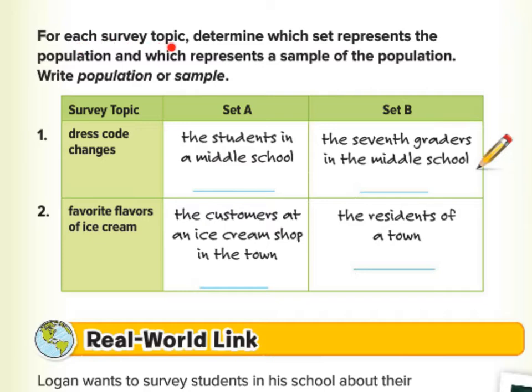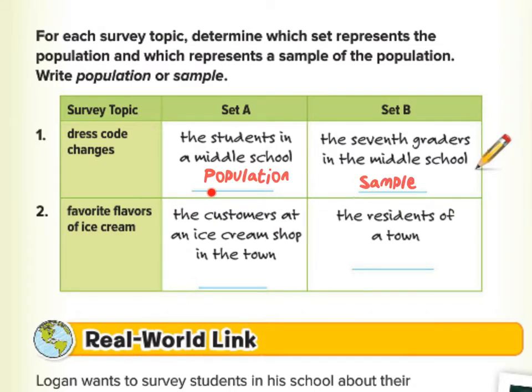For each survey topic, determine which set represents the population and which represents a sample of the population. Write population or sample. Okay, so let's see. Survey topic: dress code changes. Okay, so dress code changes meaning policy and whatnot. Set A, the students in a middle school. So I could do a survey about dress codes, what we wear as our uniforms and whatnot. And I could ask the students in the middle school, or I could ask the 7th graders in the middle school. So rather than asking the entire middle school, grade 6, 7, and 8, and asking every single class from what could be a huge school, I could just ask the 7th graders in the middle school.